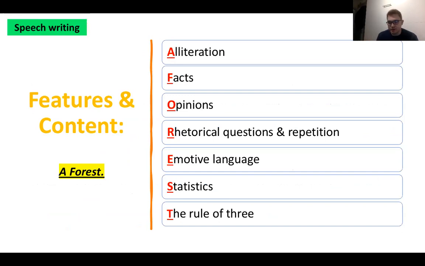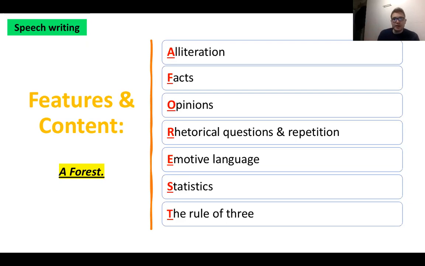Facts, they don't have to be real facts, by the way, but you're blending facts and opinion. Rhetorical questions, you're appealing to the audience's sense of logic. Emotive language, so don't be afraid to lay it on thick. Use words like atrocious, disgusting, ecstatic, whatever it might be. Statistics, similar to facts.